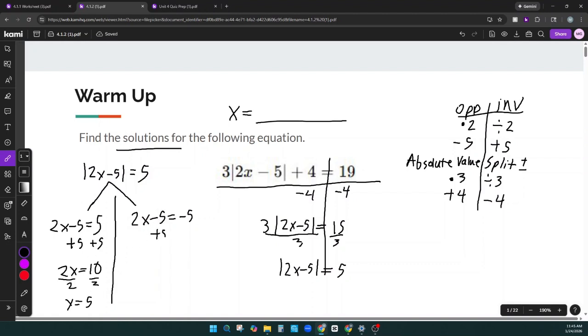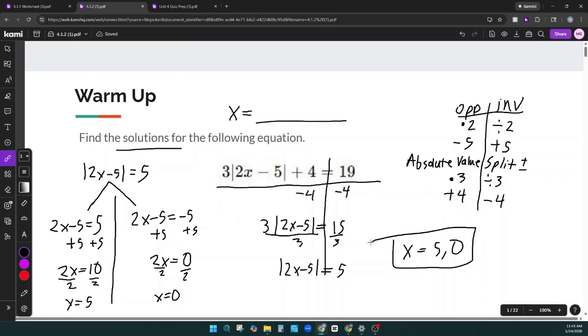The way I get rid of minus 5 is by plus 5, plus 5. I have 2x is equal to negative 5 and positive 5 equals 0. And already I could tell I could divide by 2 if I want, but I know that my x value needs to be 0. So my two solutions are x equals 5 and 0. And that's how we deal with an absolute value and how we solve an absolute value problem.